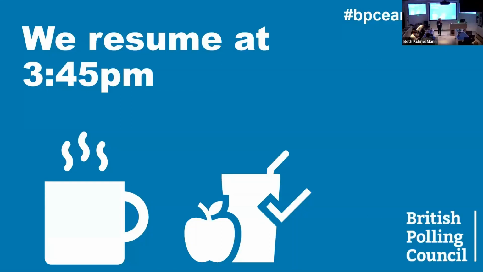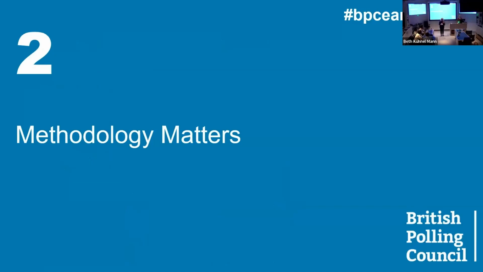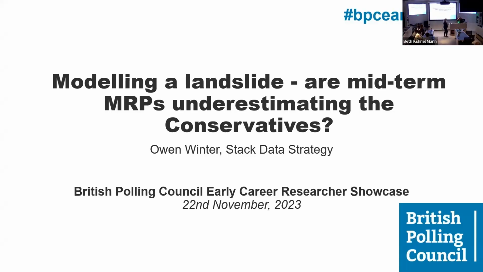In this particular session, Owen Winter is going to go first. Owen, there you are. I'm so sorry, because I know people by name but not by face. So Owen's from Stack Data Strategy. Yep. And he poses a question which he's going to answer: are MRP models overestimating the Labour vote? So Owen, please give us the answer.